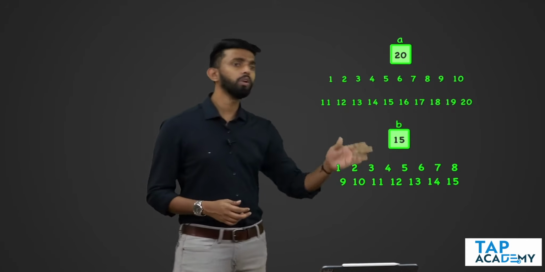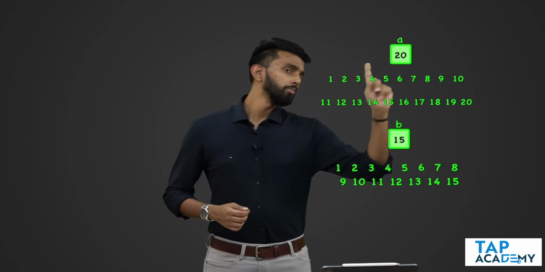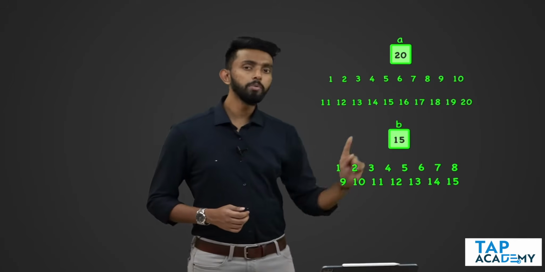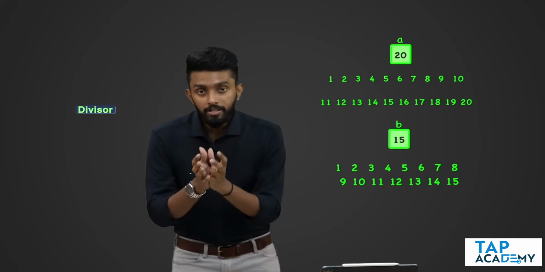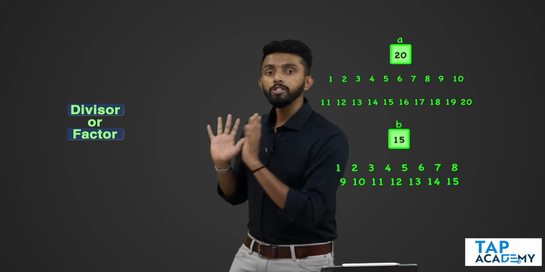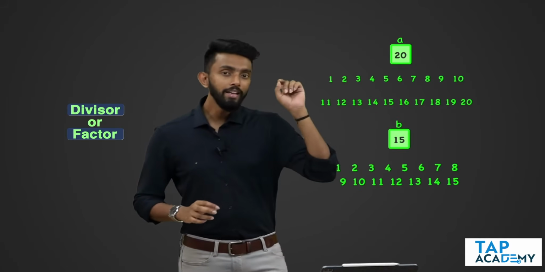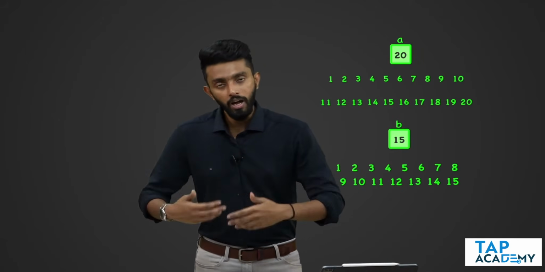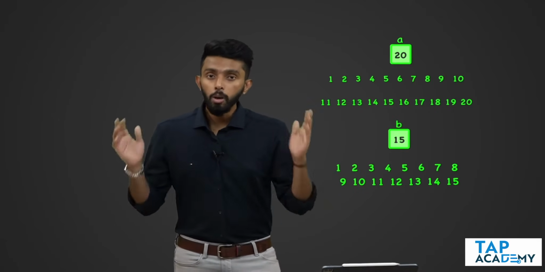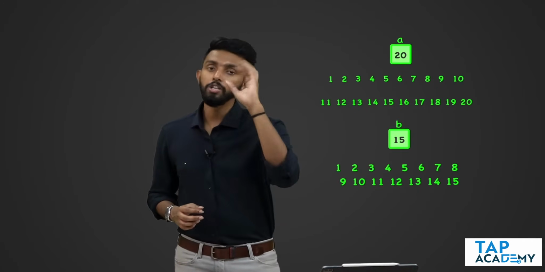Let me quickly show you what is meant by GCD and LCM. I have two numbers, A and B. A is 20, B is 15. These are all the numbers between 1 to 20, and these are all the numbers between 1 to 15. First, let's understand what we mean by a divisor or a factor. Guys, it's very simple. Any number which can perfectly divide a given number is naturally its divisor or factor. Perfect divisibility means, when you divide, your remainder must be 0.